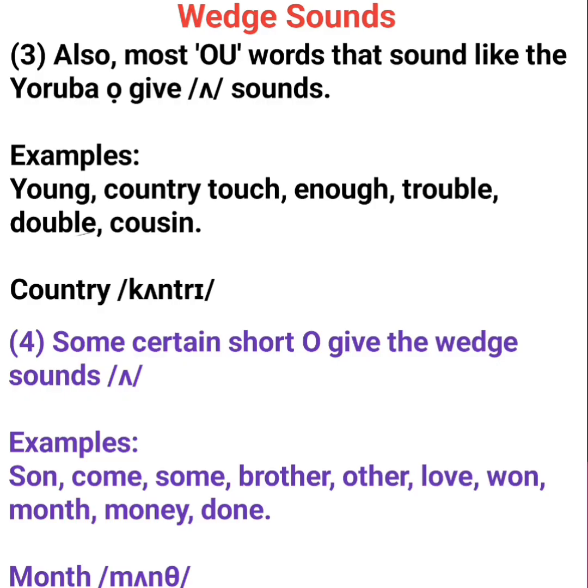So among them are son, come, some, brother, other, love, one, month, money, done, and some other few words. Although the letter O in these words, they give Welsh instead of O sound. So you have to pay attention to words like brother, son, and so on and so forth. They give Welsh.